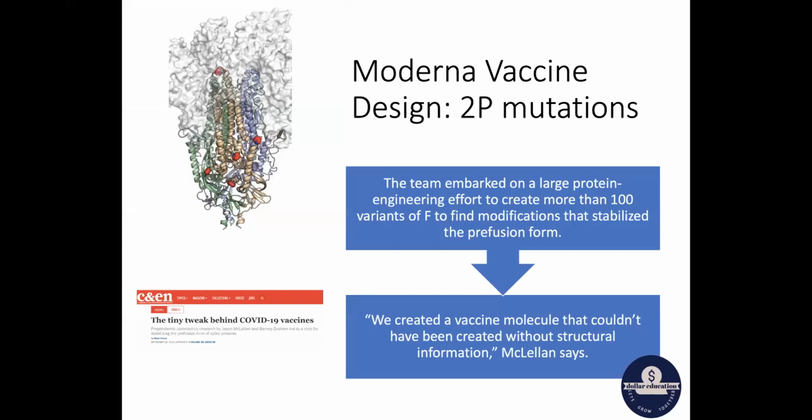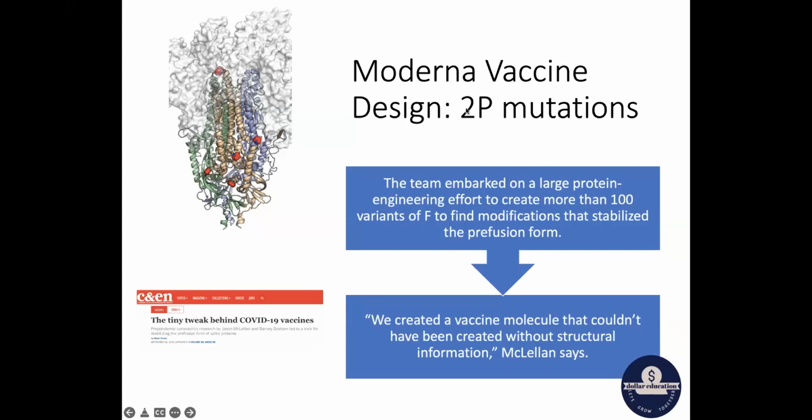Starting with the Moderna vaccine. The Moderna vaccine is also well known for the 2P mutation. The 2P mutation means there are 2 proline residues in the sequence of the spike protein that have been mutated, changed here, to create a more stable molecule. And this is a kind of news: the tiny tweak behind the COVID-19 vaccine.